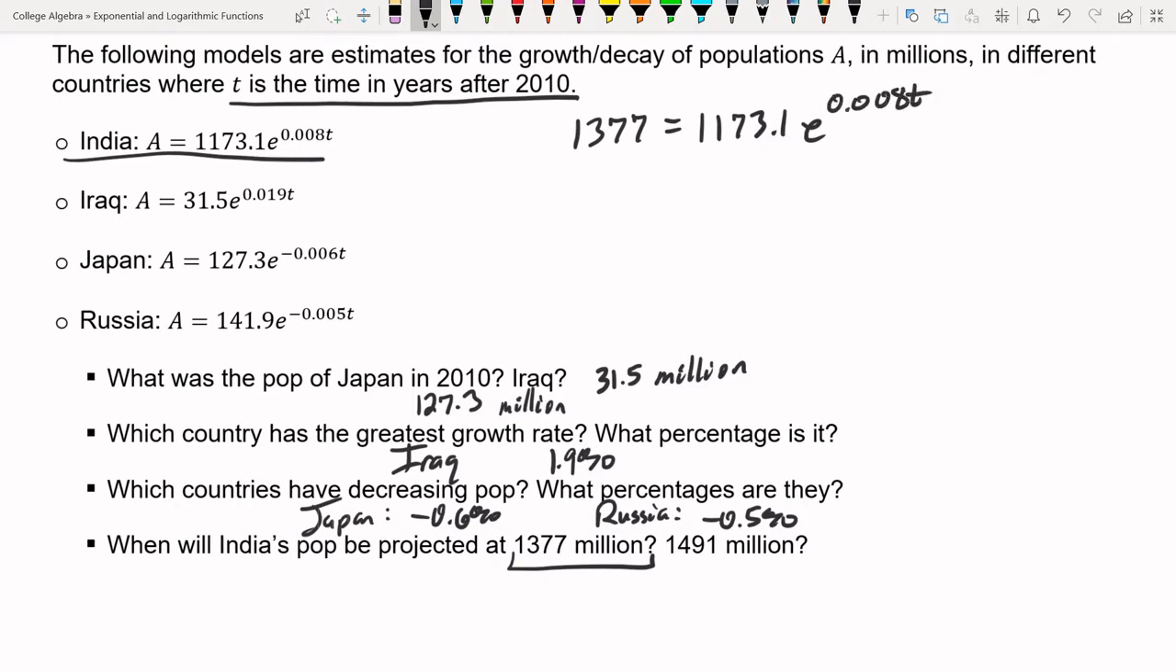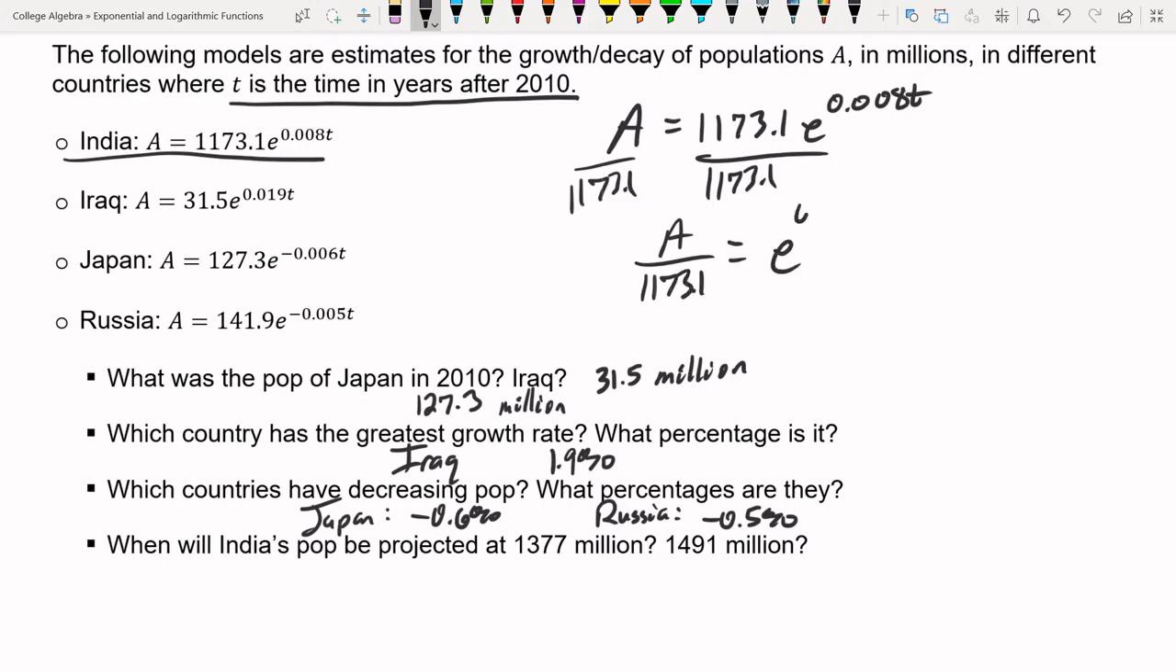Now, instead of actually solving this, we could solve this for t. I'm going to solve this for a, and that will give me a function of t in terms of a, which is what we want for both of these. It'll make sense when I solve it. So first, let's get the e by itself. So we have a over 1173.1 equals e to the 0.008 t.